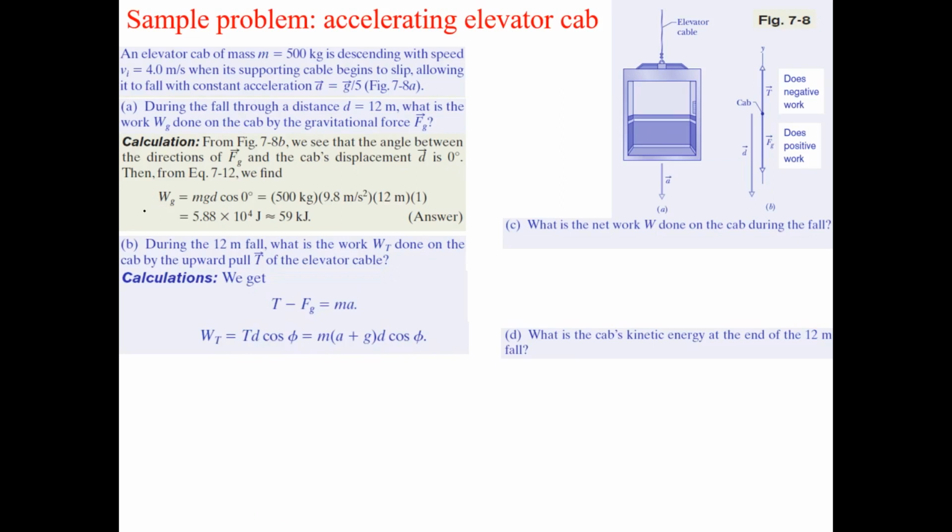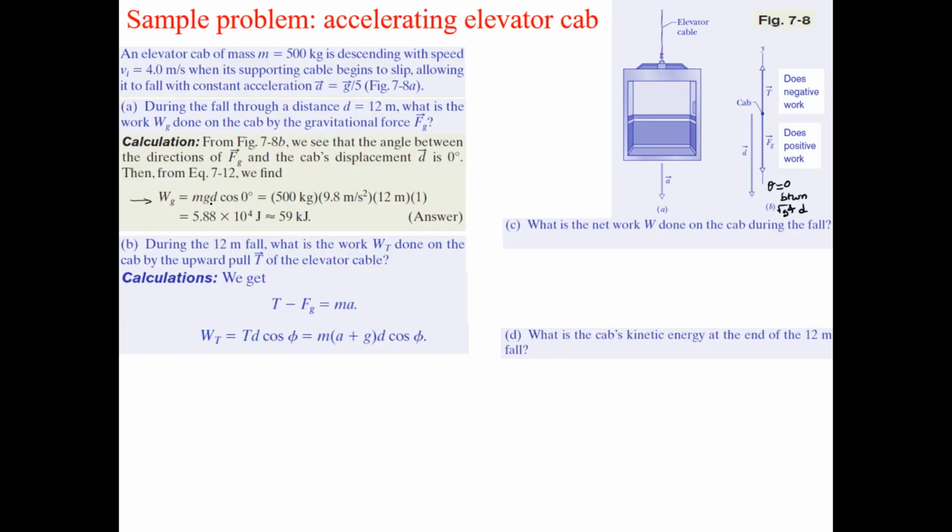I want the work done by gravity. I used W equals mgd cosine theta. D is downwards, you can see from the figure. Gravity is also downward, so I expect positive work. And because both have the same direction, then theta equals 0 between Fg and d. So I'll just plug that in my equation.